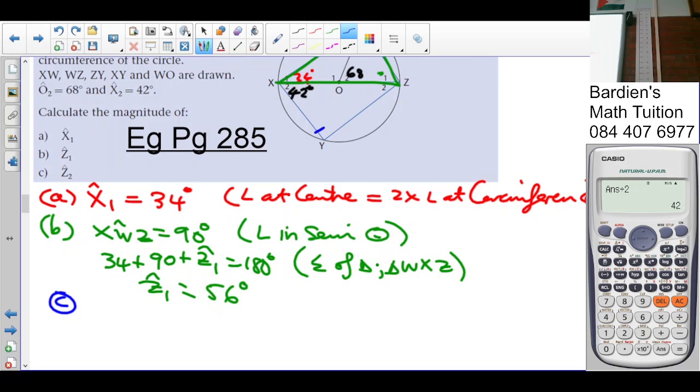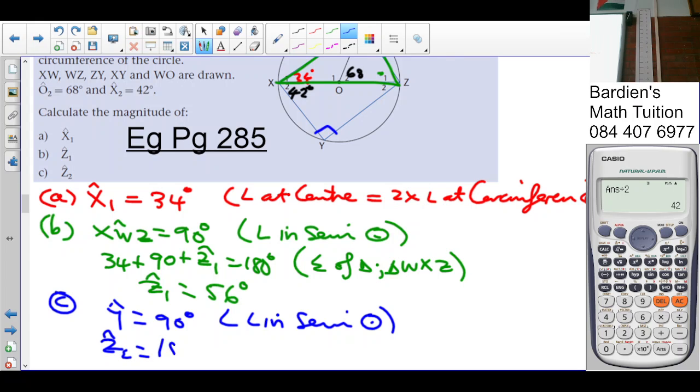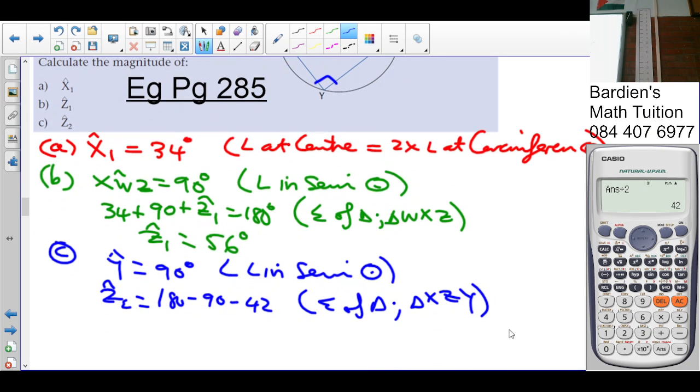What can we say first? We said Y equals 90 degrees. Why? Angle in semicircle. Okay. Then Z2 equals 180 minus 90 minus 42. Why? Sum of triangles, and it's triangle XZ1. You okay with that? Or you could have said Z2 plus 90 plus 42 equals 180. So Z2 works out to be 48 degrees.